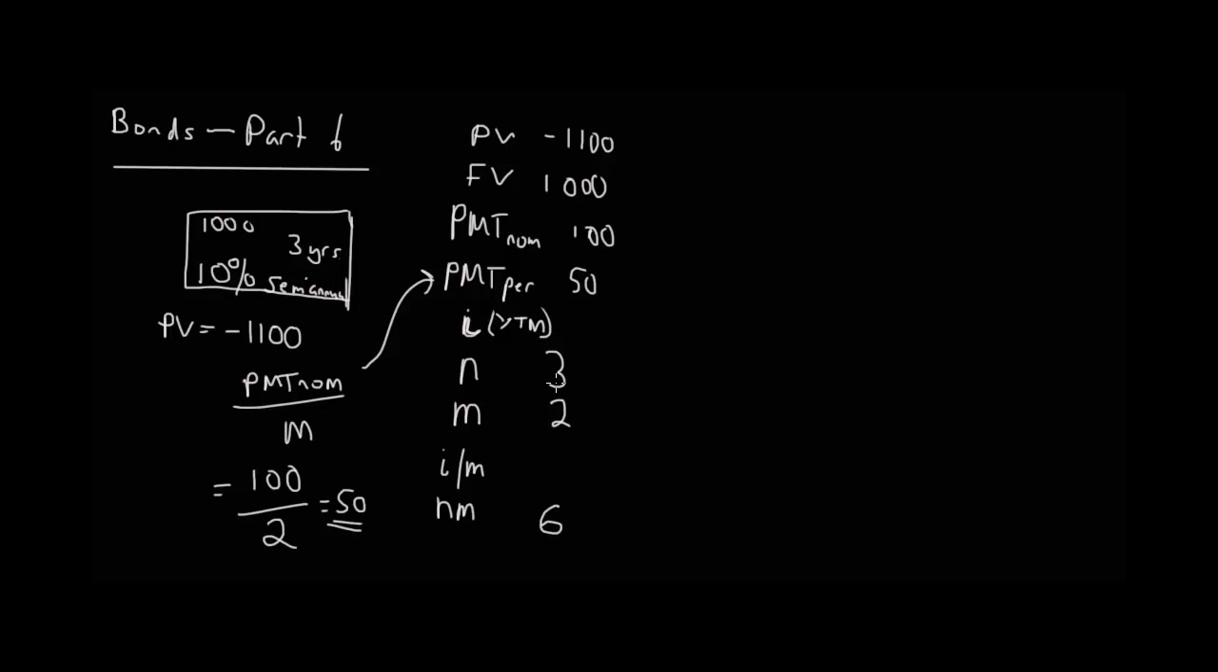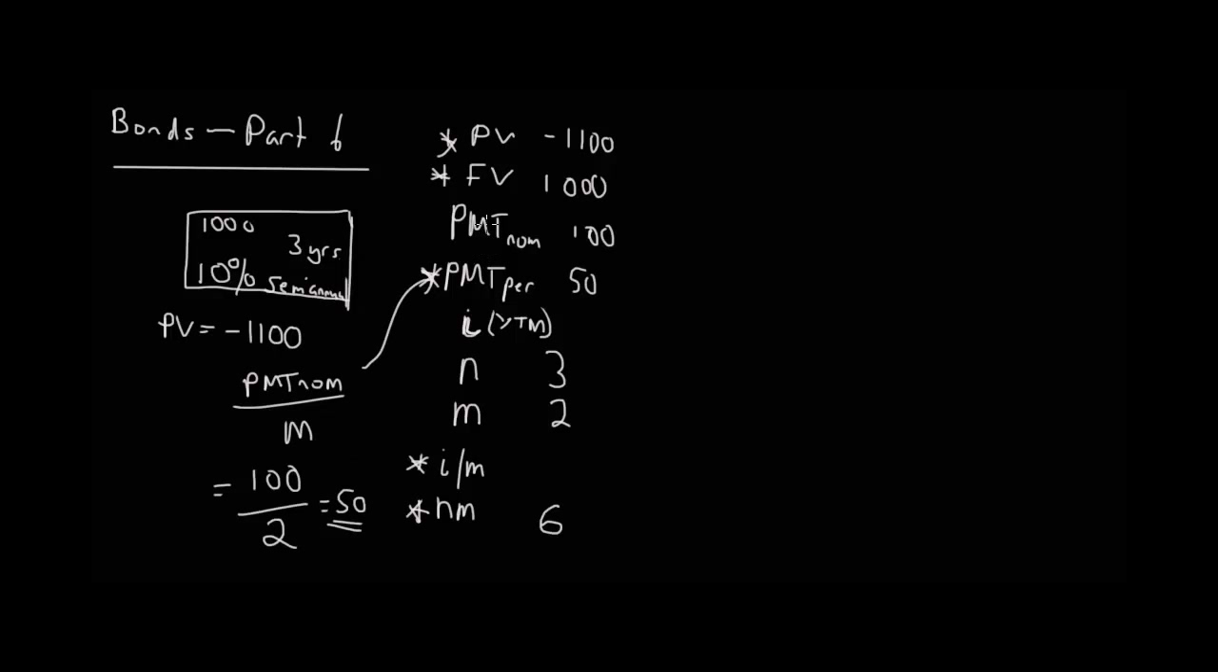We have N, we have M, we don't have I over M because we don't have I, and we do have NM. So let's just star off the variables that we care about that we're going to use in order to obtain our answer. NM is important, I over M is important, PMT per is important, FV is important, and PV is important. These are our 5 variables that we care about.